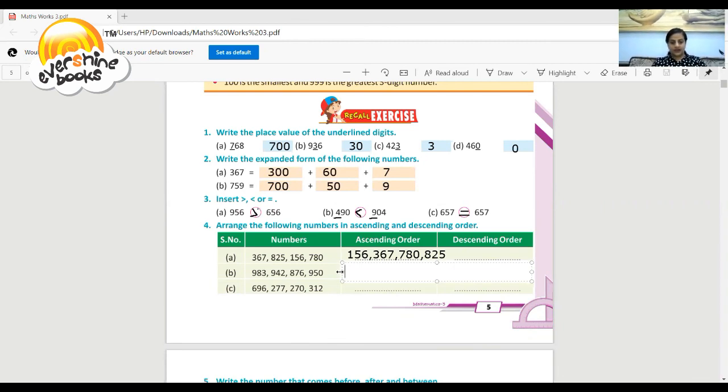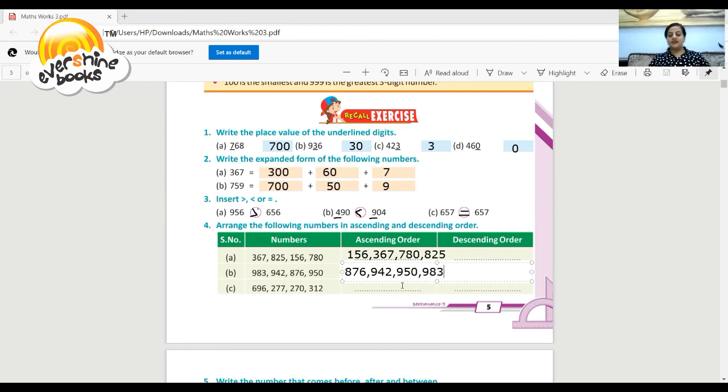So 983, 942, 976, 876 and 950. So the smallest number is 876, the smallest of all. After that, 950 or 942, which is smaller? So 942 is smaller. Next is 950. Okay. Now next number is 983. This is the greatest number of all.